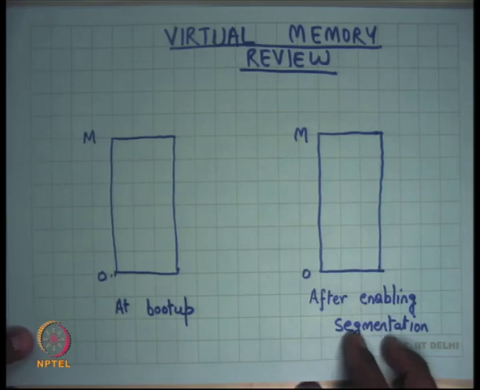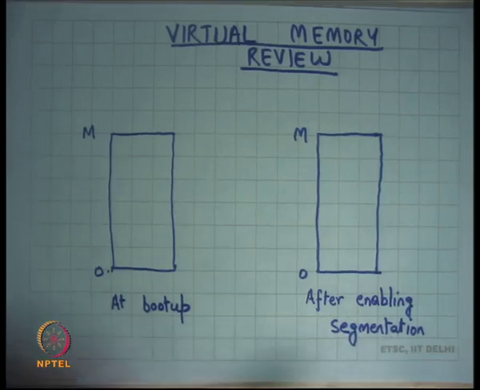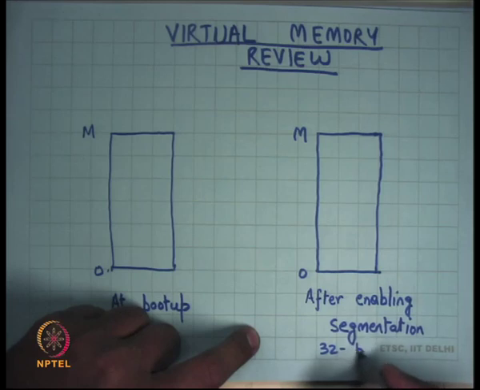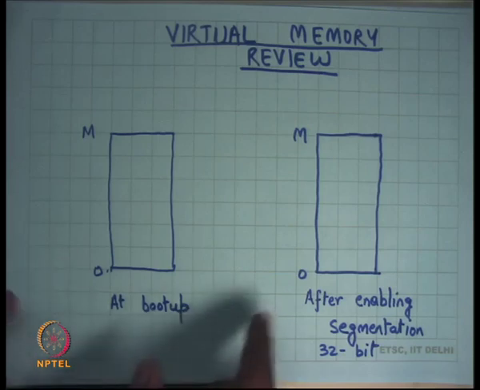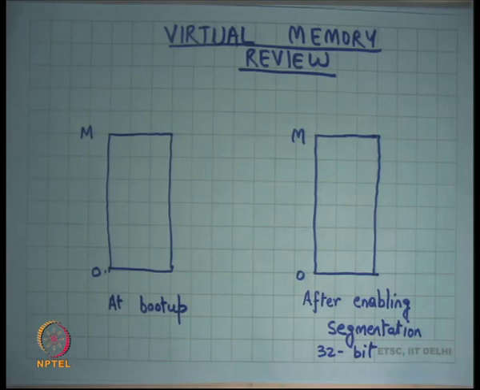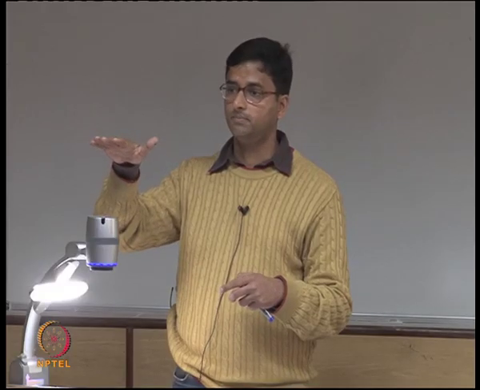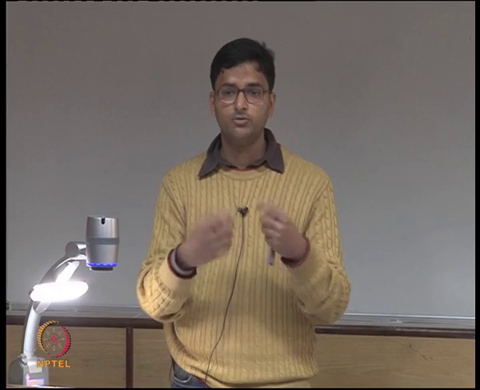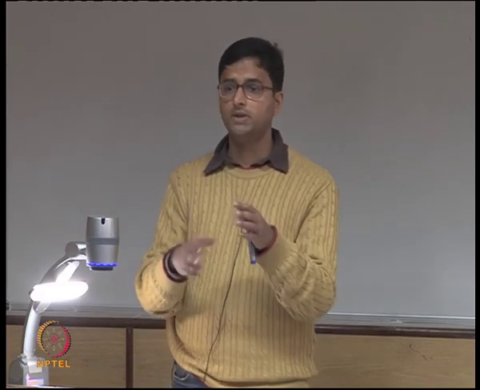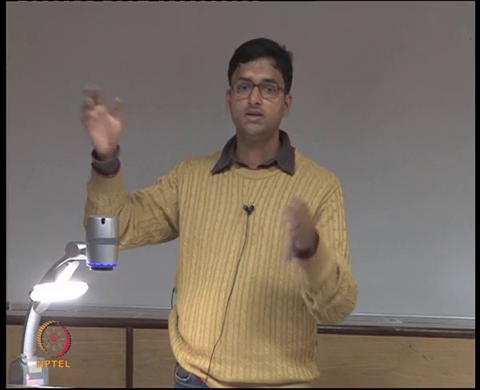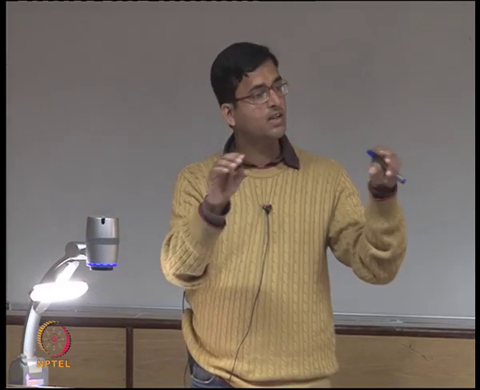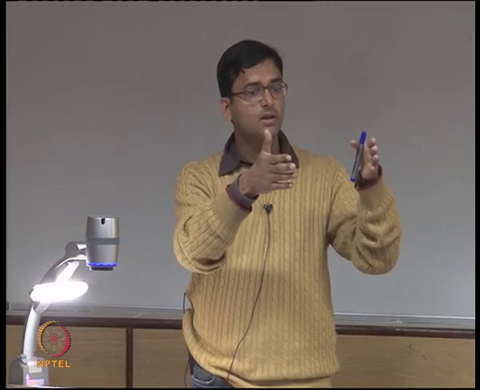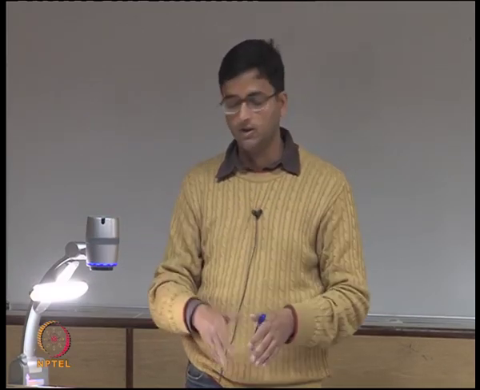Then as soon as you enable segmentation in 32-bit mode, you initialize a global descriptor table, and you switch to 32-bit mode. The moment you do that, all your addresses are now getting translated through the segment hardware. Each instruction has a default segment. For example, if you are making an access through some register, then the default segment is DS. The instruction pointer, EIP, always goes through CS.